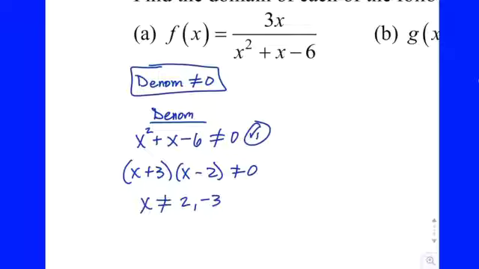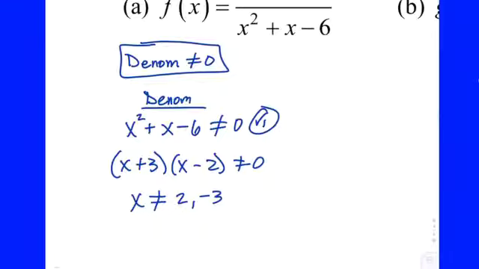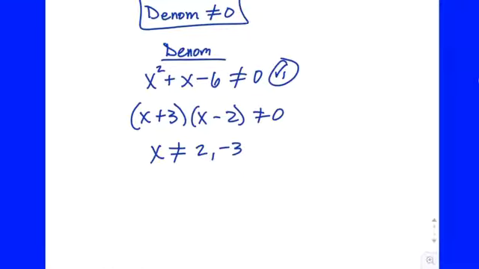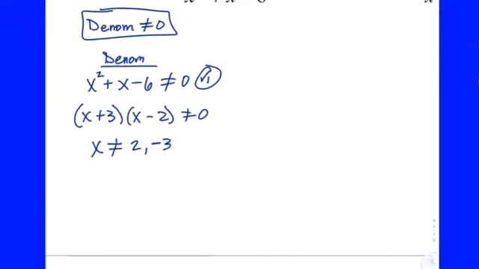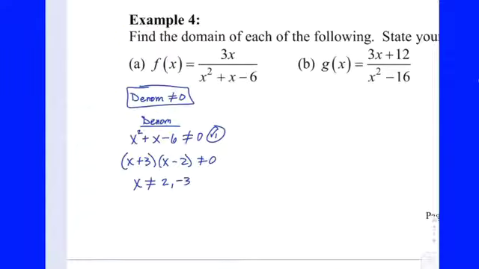Because there's no radical. So we kind of are standing by the door and we have this list. Don't let 2 in, don't let negative 3 in. So we're standing there, and if they come along, we kick them out. All right, so those are the only two that aren't allowed. Everything else is. So now all we have to do is state our answer, right, in either interval or set notation. So let's do that.